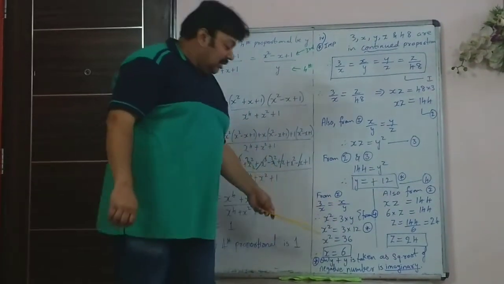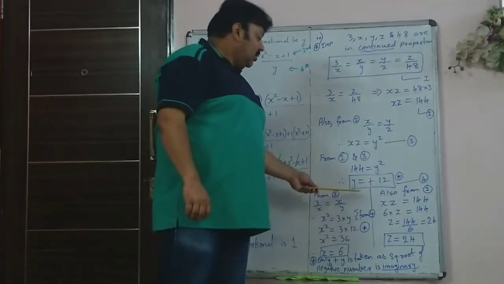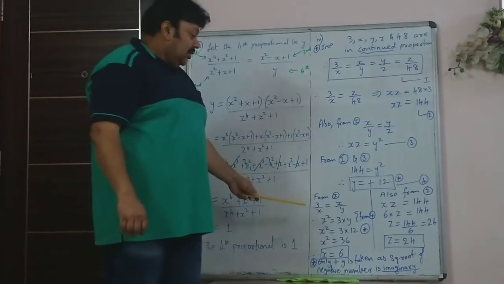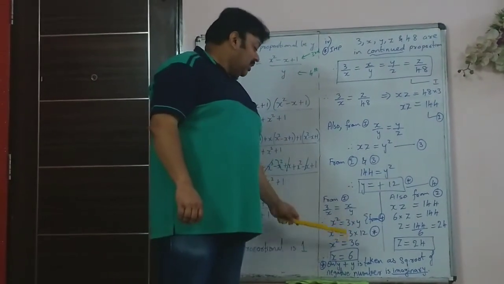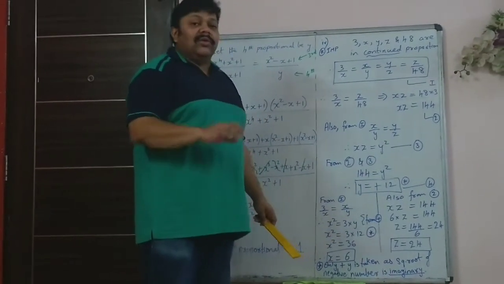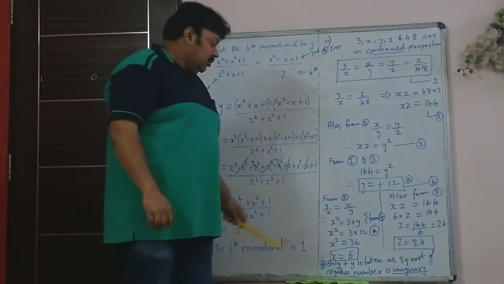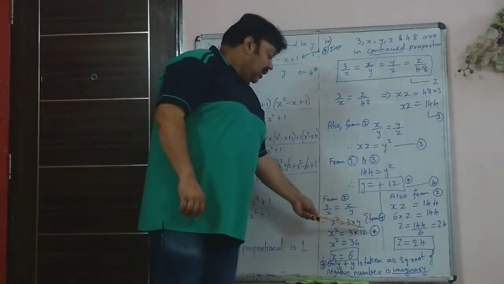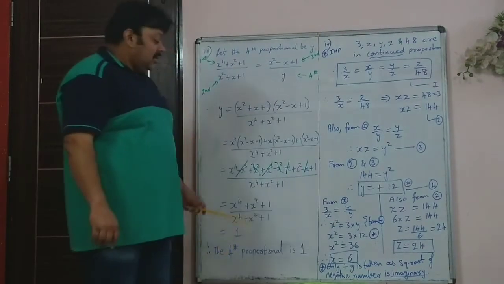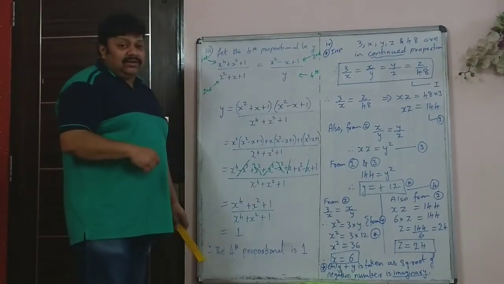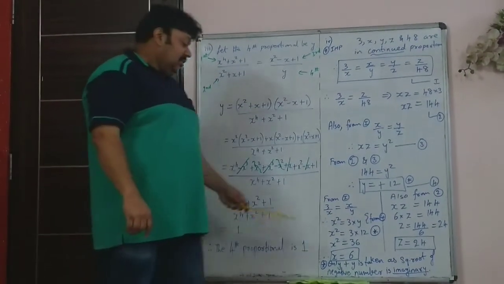There is a reason, and the reason is mentioned there. You can write the reason here. Therefore we are taking only the positive value of y, and in the sum we will consider only positive values. So now you get x squared is equal to 36, so x we will only take as 6 and not plus minus 6.